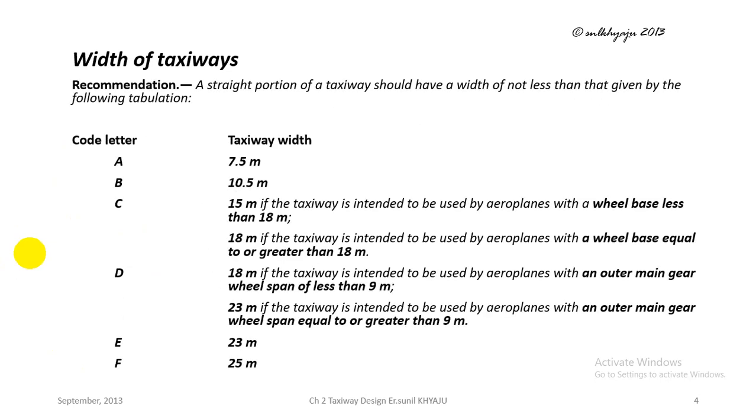Width of taxiway. ICAO Annex 14 recommends different values of taxiway width with respect to different aerodrome code letters. For code letter A, the taxiway width is 7.5 meters, and similarly for code letter F, the width of the taxiway is 25 meters.